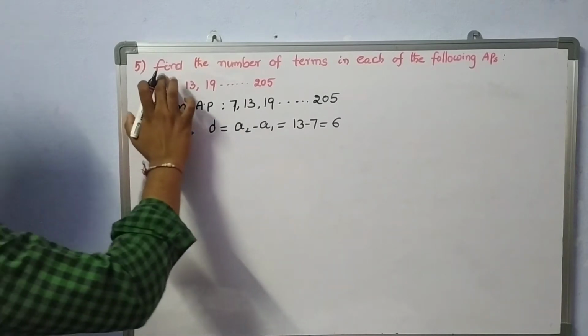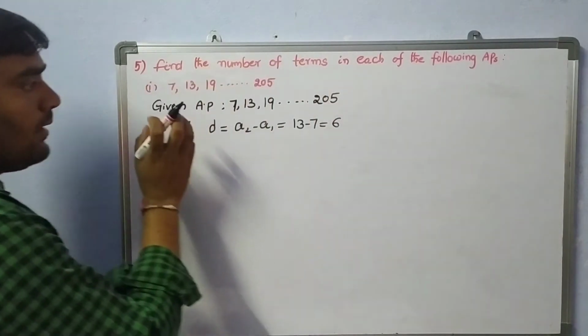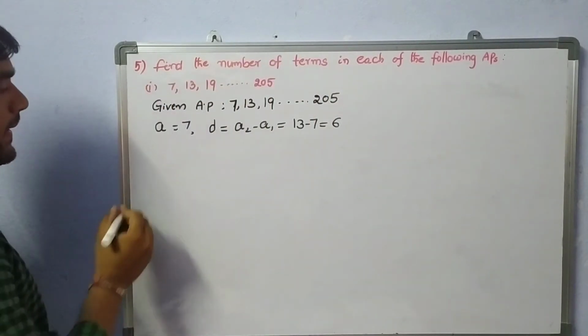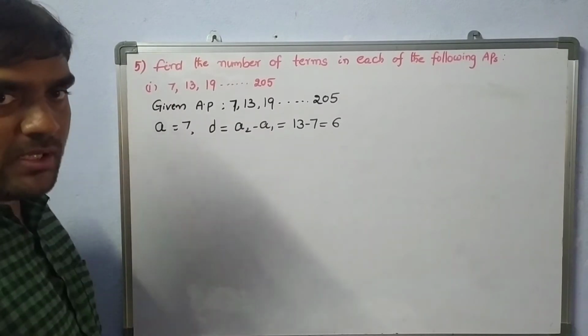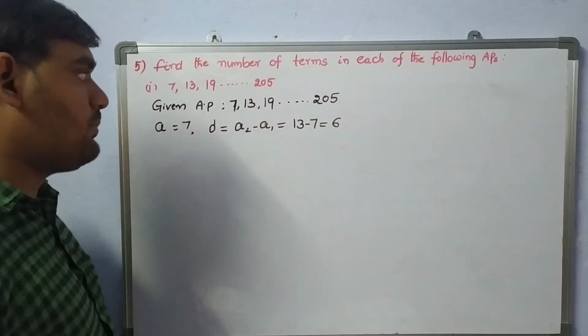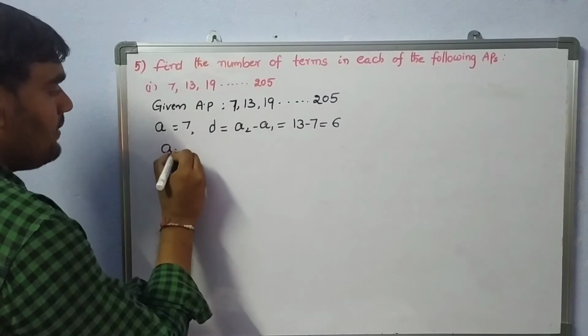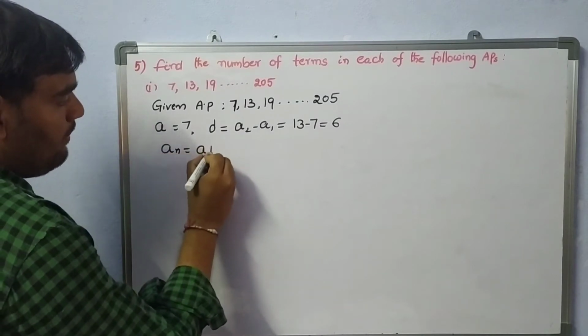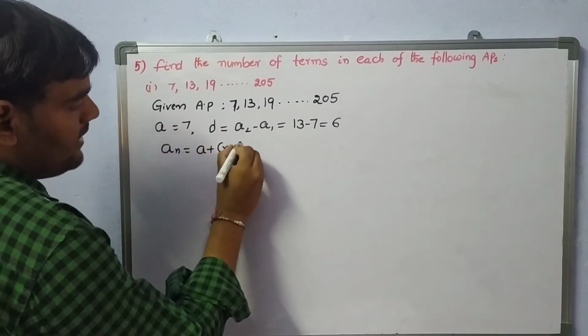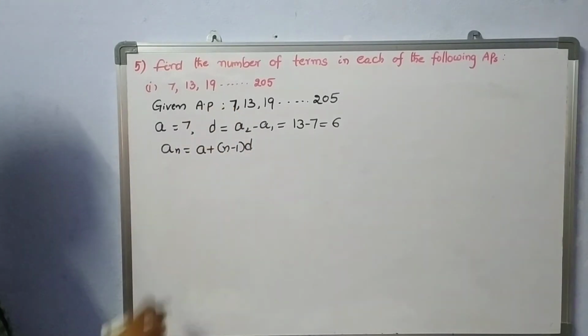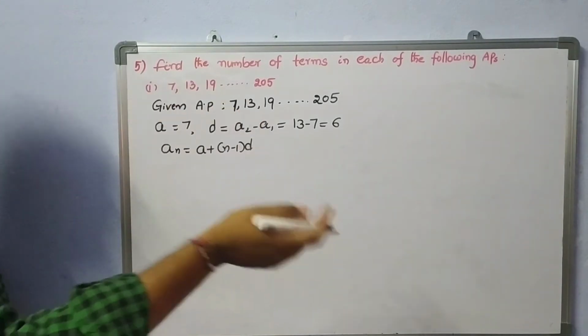Next, we need to find the number of terms in the AP. To find the number of terms, we need to use the general formula, that is an is equal to a plus n minus 1 into d. Here an is nothing but the last term of the arithmetic progression.